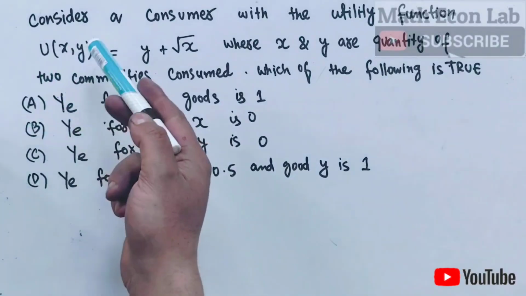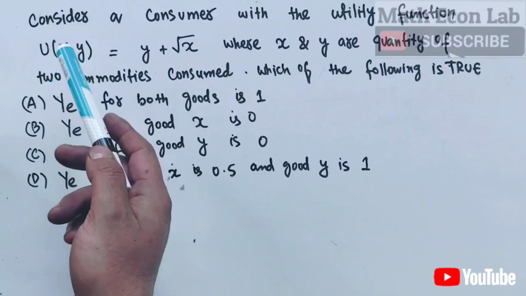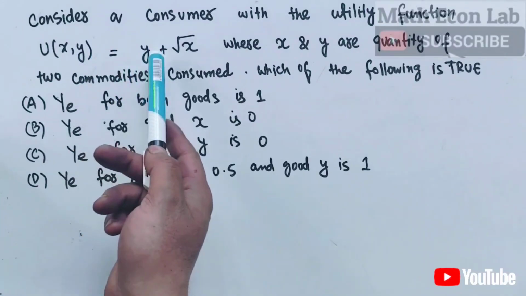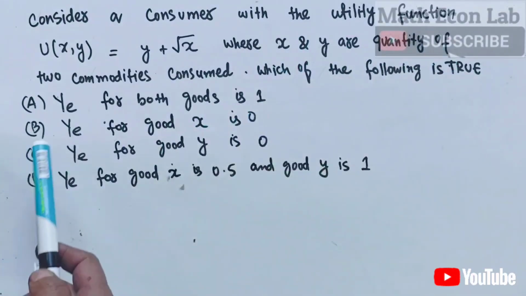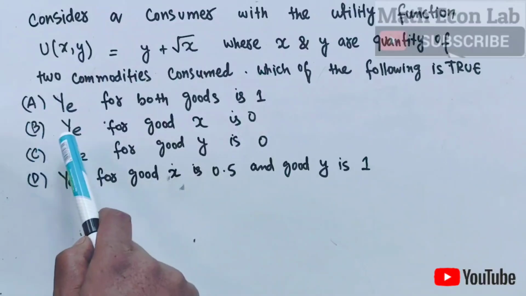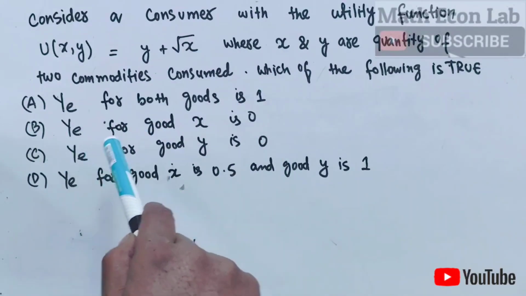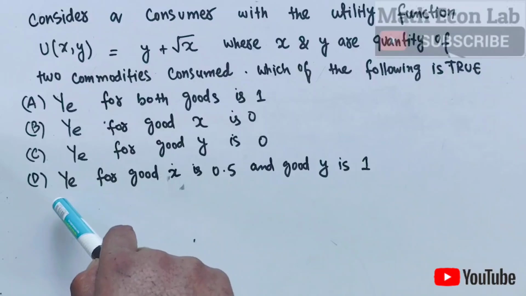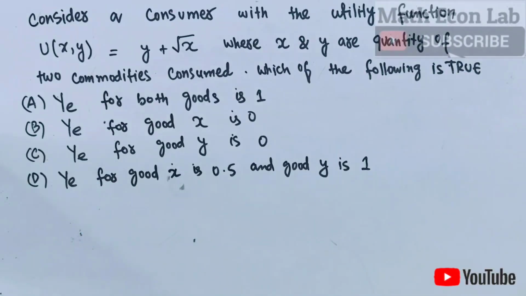The question is, consider a consumer with the utility function. Utility is a function of two goods x and y, which is equal to y plus under root x, where x and y are the quantities of two commodities consumed. Which of the following is true? Options are: income elasticity of demand for both the goods is equal to 1. Income elasticity of demand for good x is 0. Income elasticity of demand for good y is 0. And last option is income elasticity for good x is 0.5 and for good y it is 1. We need to find out the correct option.